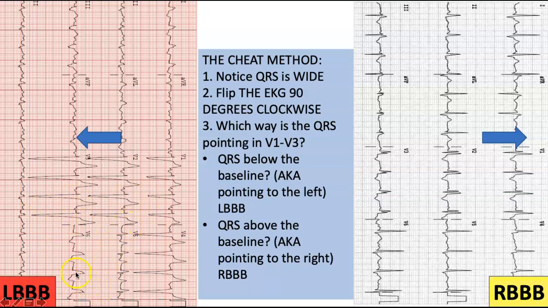And you can double check yourself by looking at the notched R waves in V6 and a wide QRS that looks kind of like a W in leads V1 and V2. Again, over here is the QRS above the baseline, aka pointing to the right? So it does appear the predominant direction in the leads V1, V2, and V3 is in fact above the baseline and/or pointing to the right. And so you have a right bundle branch block.